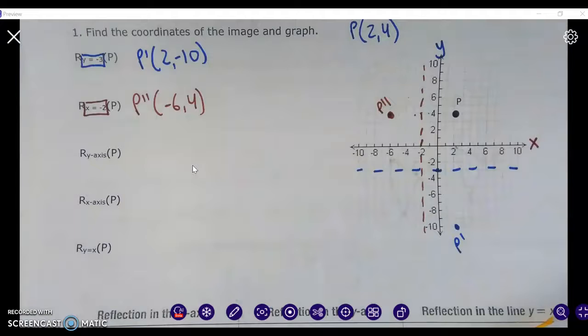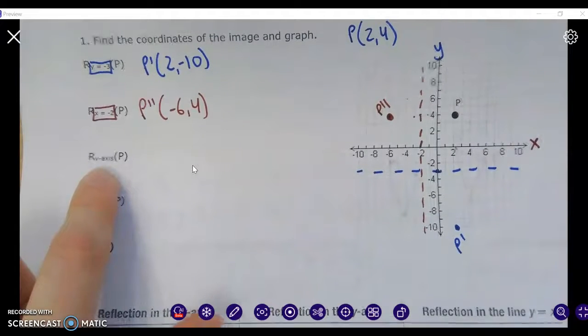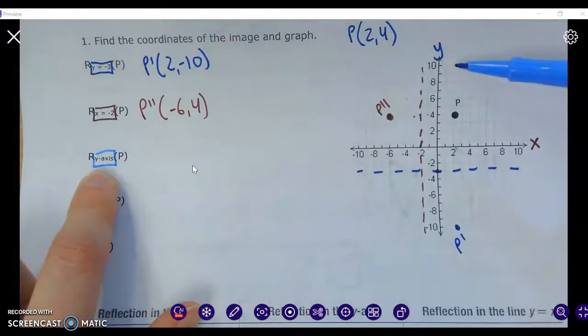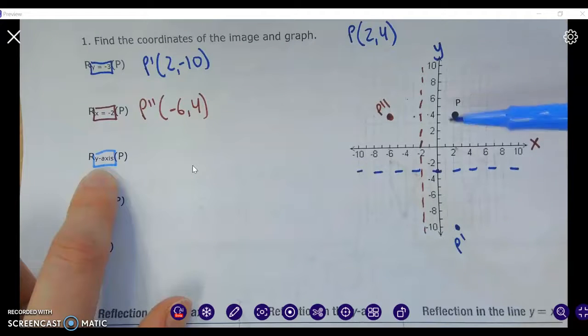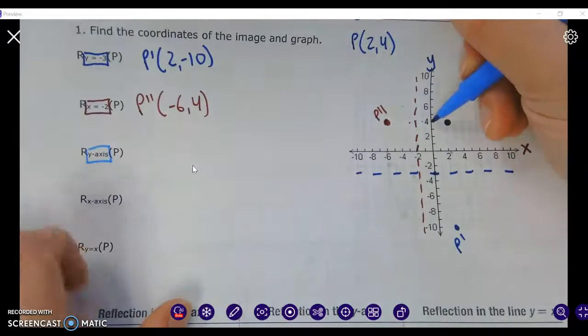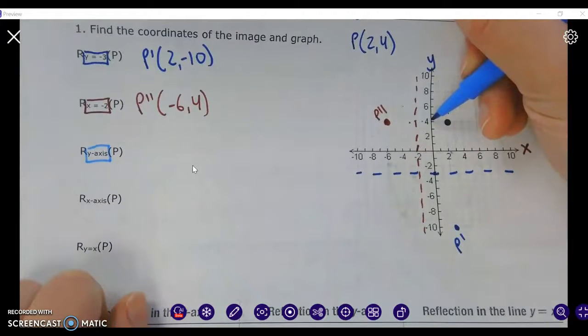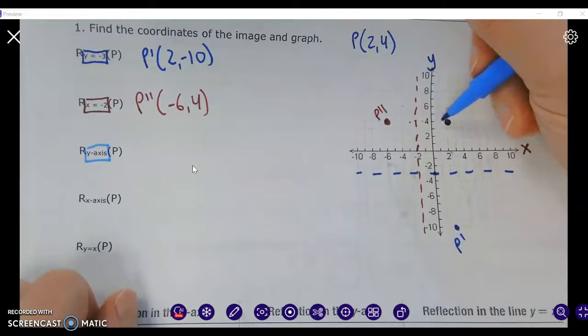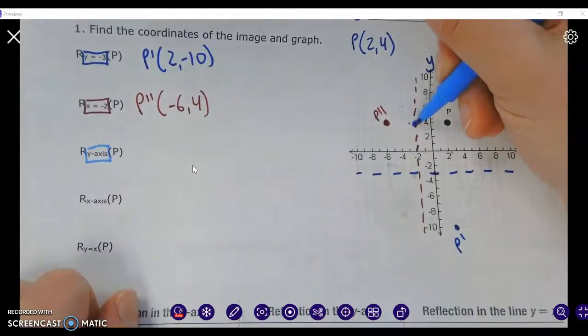All right, the next one is kind of nice. The next one is just the y-axis. We should all know where the y-axis is by now. We even have it labeled. How nice is that? Okay, so you're just counting from the y-axis. So 1, 2. Okay, guys. So then you count 2 in the opposite direction.